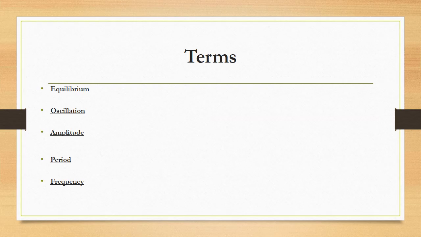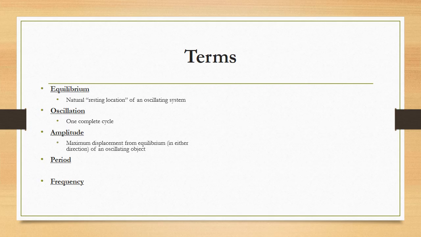Let's introduce some of the terms that you'll need to be familiar with for this unit. Equilibrium refers to the natural resting location of an oscillating system, sort of its center. Oscillation means one complete cycle. You may have oscillating fans at your house that go left to right, left to right. That would be one cycle, all the way from left to right and back. So oscillatory motion is like these fans. Amplitude is the maximum displacement from equilibrium in either direction for an oscillating object.